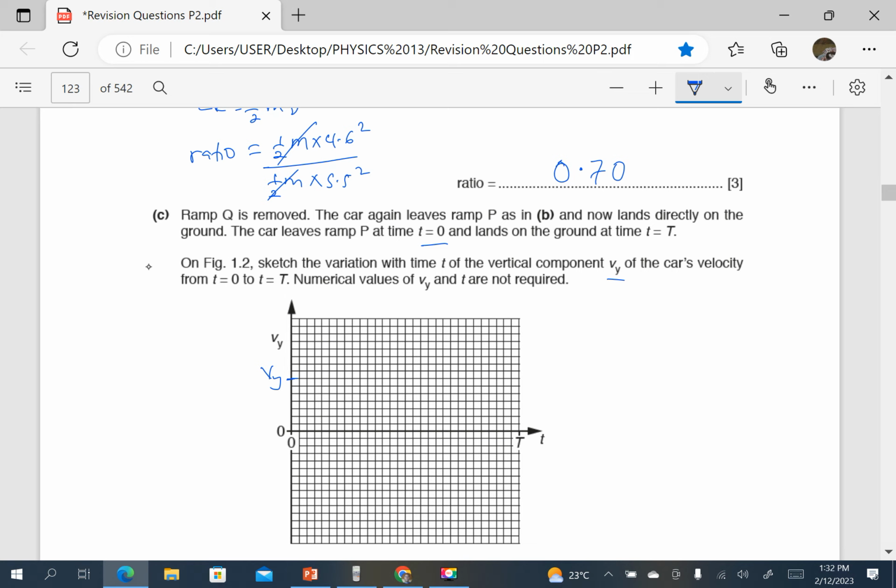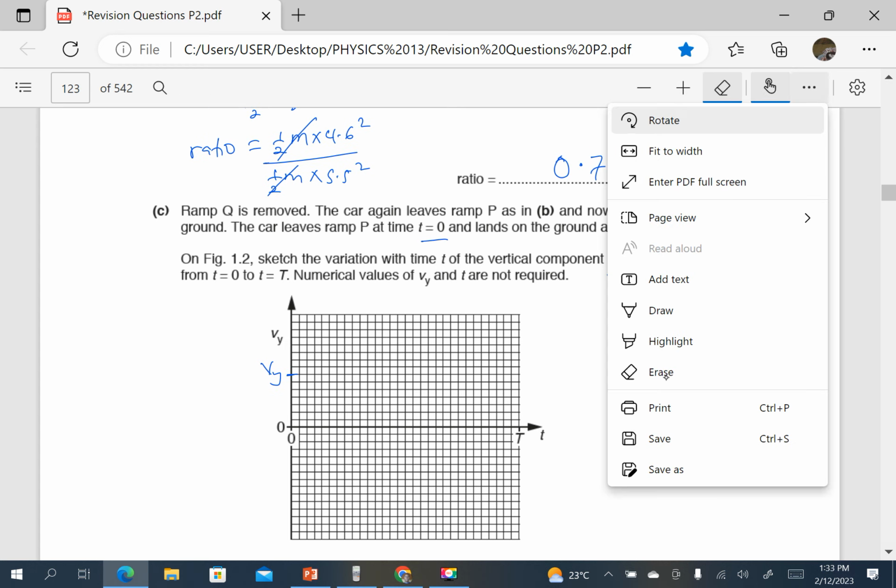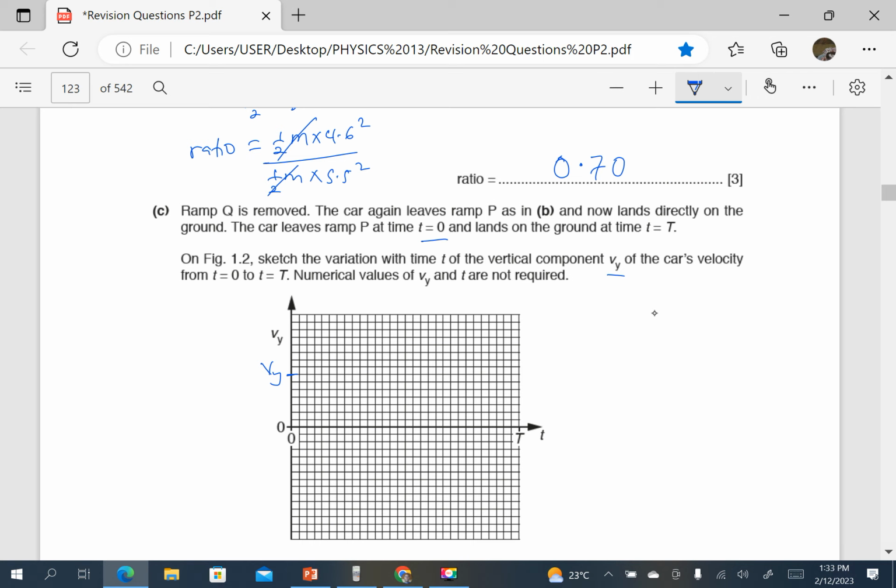Since it is now falling to a larger distance, it will take a shorter time to reach the maximum height, but it will take more time to hit the ground. So the time from 0 to when it reaches maximum height is going to be smaller than when it lands. So I'll consider this time to reach maximum height here. Let it be somewhere here, and then it lands. So that is a straight line.